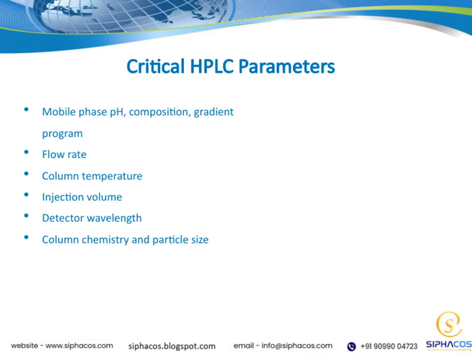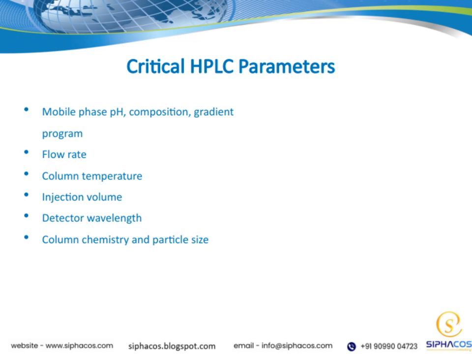Now, let's take a closer look at some of the critical HPLC parameters that can really influence our results. First, the mobile phase pH, composition, and gradient program are fundamental. These factors control how well our analytes are separated and can affect the peak shape and resolution.